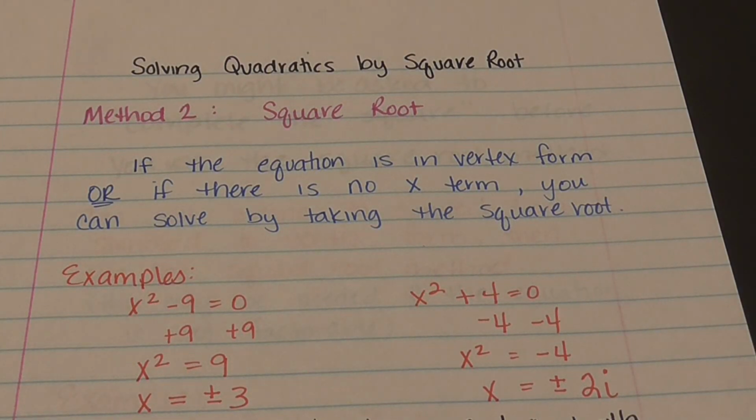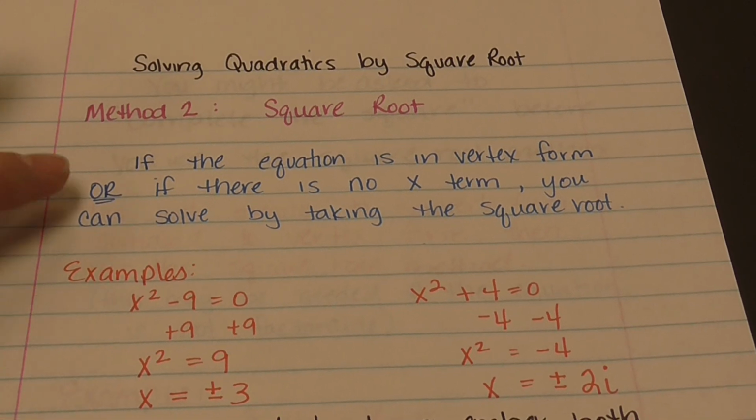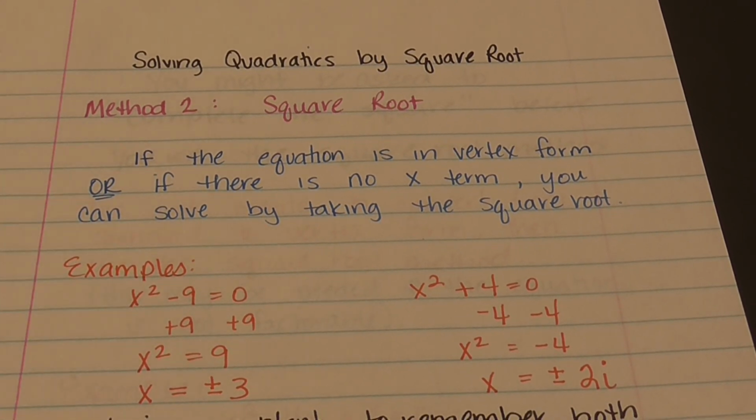Another method we're going to use for solving quadratics is the square root method. So the first method was factoring, the second method is the square root method. If the equation's in vertex form, or if there's no x term, you can solve it by taking the square root. So some real basic examples, and all we're doing here is getting the x by itself.